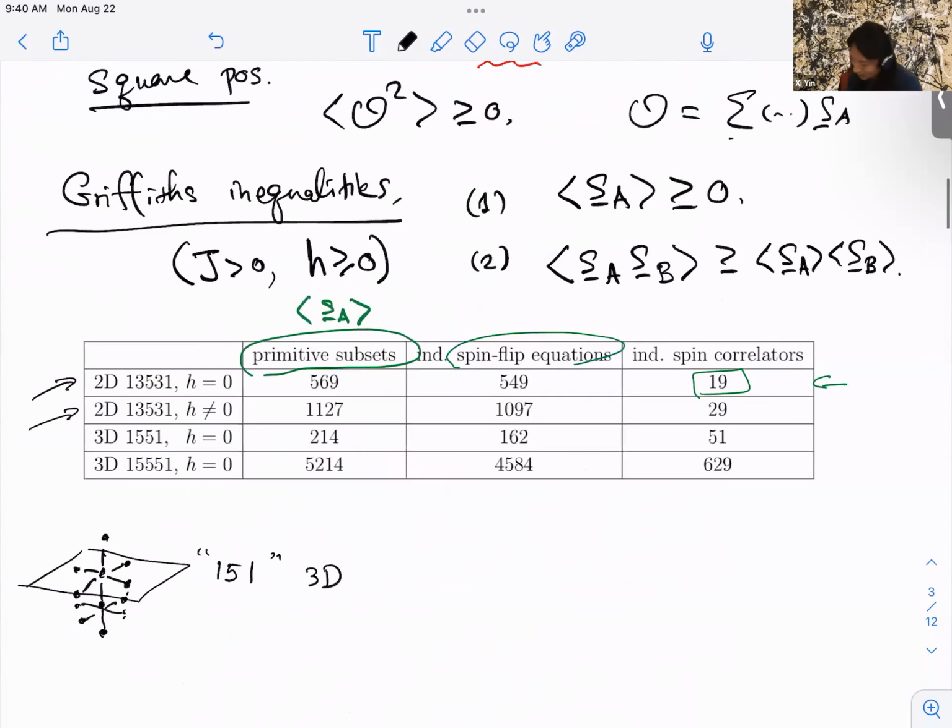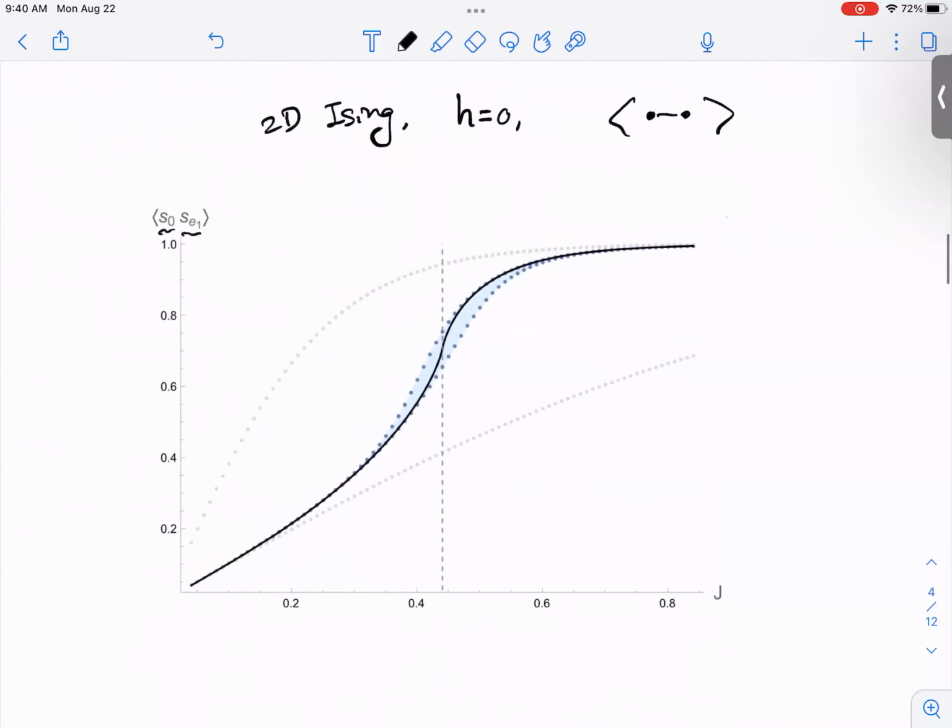As you can see, in the 3D case, the equation is much bigger. Okay, so in this example, this is the simplest non-trivial correlator on the 2D Ising model, plotted as a function of J. We can get both upper and lower bounds, as you can see in the earlier toy example. By this semi-definite programming, we can obtain both upper and lower bounds on this correlator.